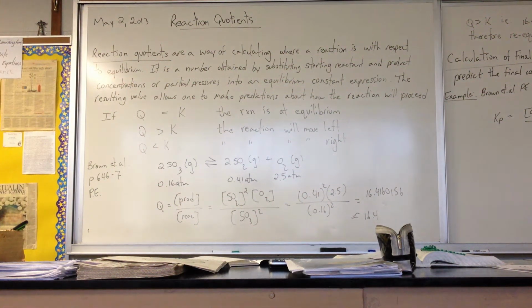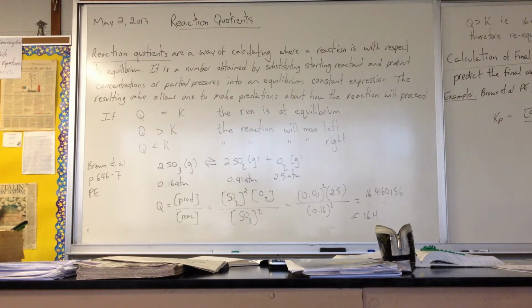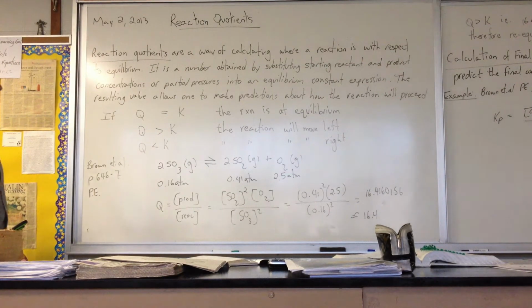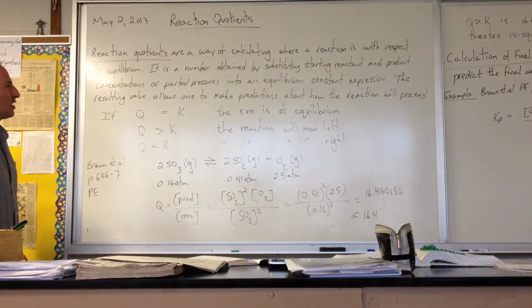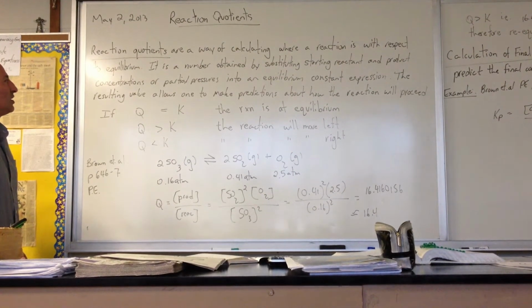Okay, today's class is about reaction quotients. Reaction quotients are a way of calculating where a reaction is with respect to equilibrium. It is a number obtained by substituting starting reactant and product concentrations or partial pressures into an equilibrium constant expression. The resulting value allows one to make predictions about how the reaction will proceed.